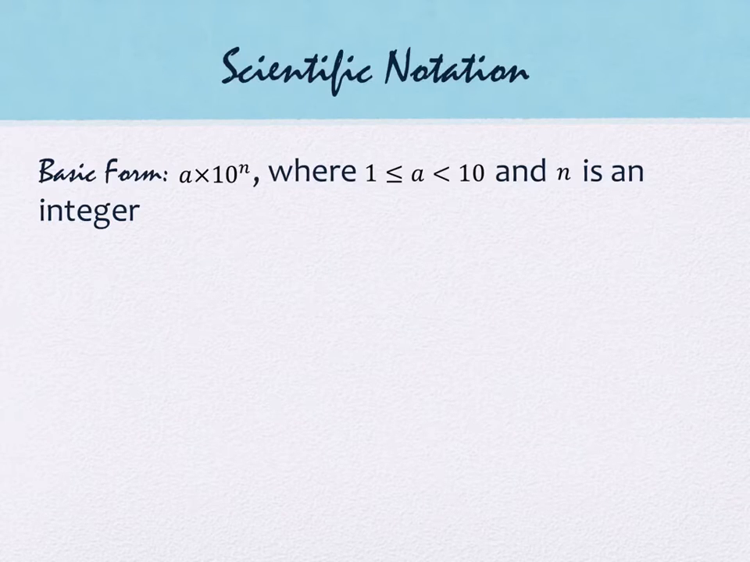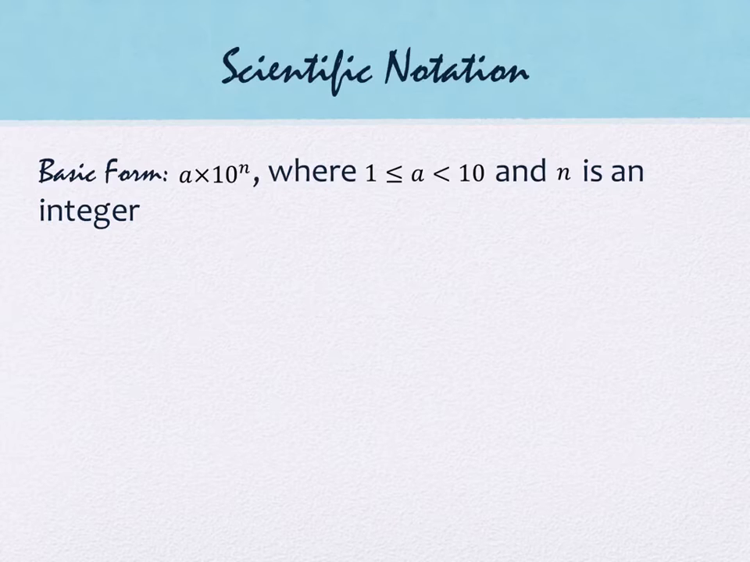So it's not just something we're going to randomly take a number and write it in scientific notation, but there are values that are written in scientific notation because of certain features of them. So the basic form for scientific notation is a times 10 to the n. The a value is between 1 and 10. It could equal 1, it can't equal 10. So it's going to be a single-digit value. It's not going to have a tens place.